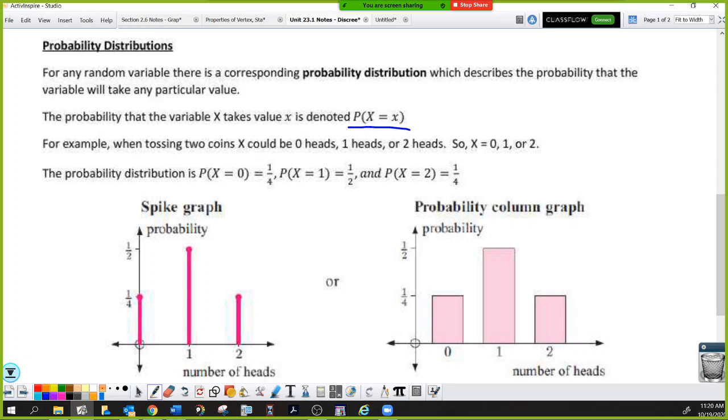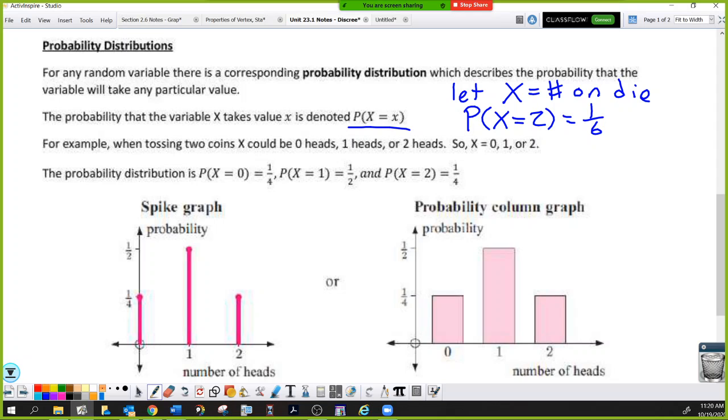This is the way you're going to be writing this. Now, I know that looks weird, that capital X equals little x, but if I'm talking about the die that we were just talking about, what you would say is let capital X equal the number on the die. So then I could say the probability that x equals 2 is 1/6. That right there says the probability I roll a 2.